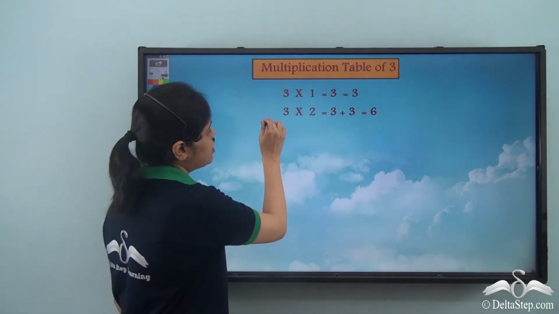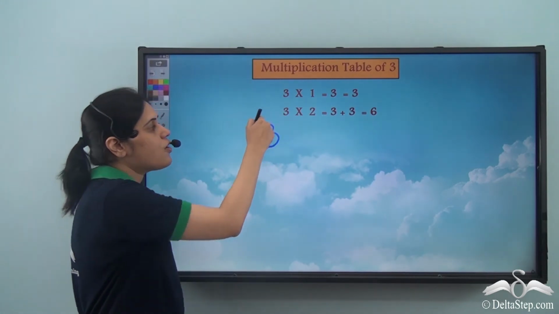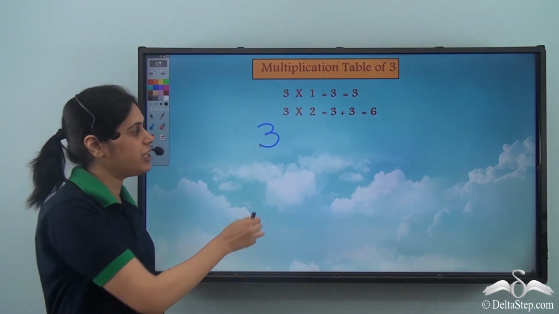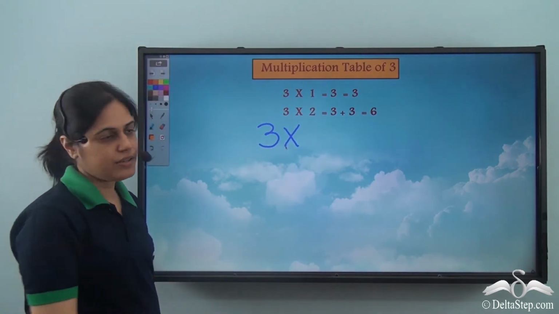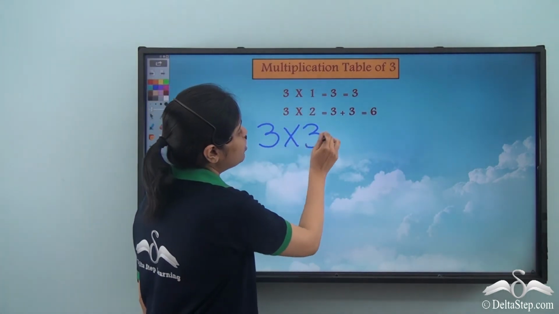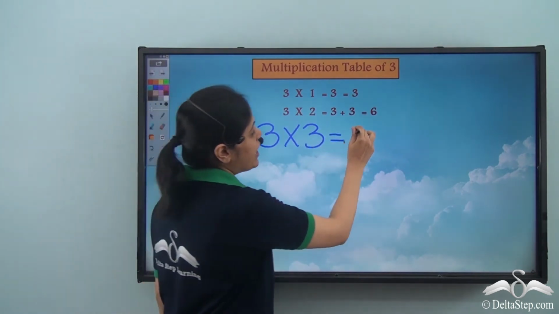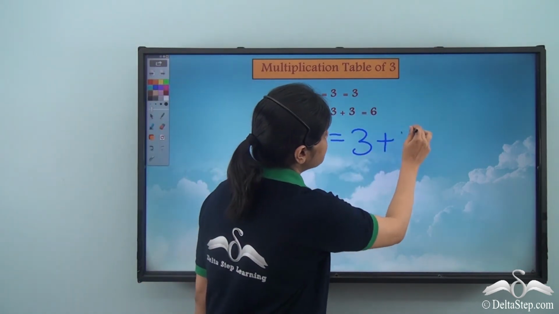The next is 3, because this is a multiplication table of 3, into what comes after 2? 3. So 3 into 3 is 3 added 3 times.